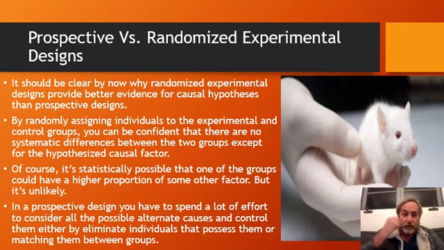Okay, so prospective designs. It's kind of clear at this point why a randomized experimental design is going to be better evidence for a causal hypothesis. It preserves the randomness of the sampling much better, by randomly assigning individuals to experimental or control. You're confident there are no systematic differences between the two groups. If you do see a difference, it must be the causal factor. It's statistically possible that even when you split them up randomly, one group could end up with a greater proportion of an alternative causal factor that you didn't know about, but it's just statistically unlikely. Whereas in a prospective design, you don't get to randomly assign them. They've assigned themselves, or nature has assigned them. And so you have to do a lot of work to determine whether there is some other causal factor at work here.